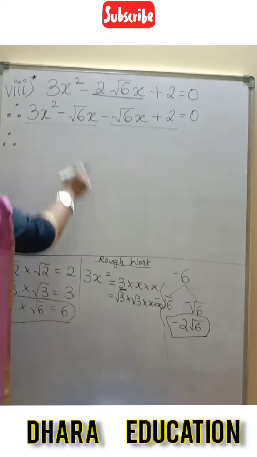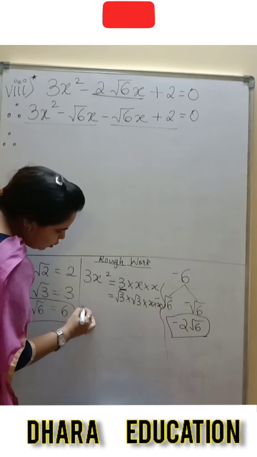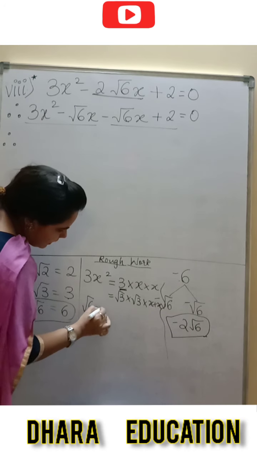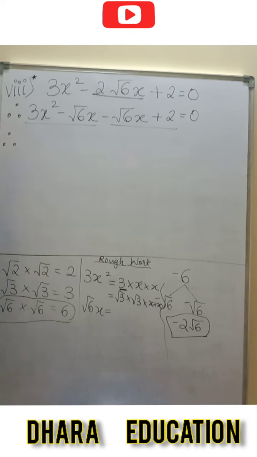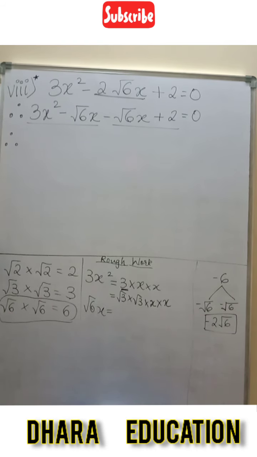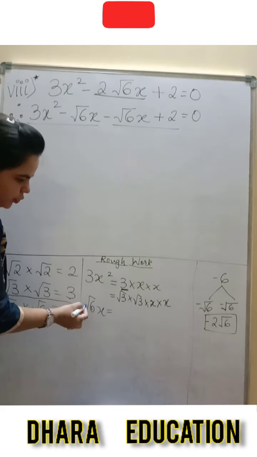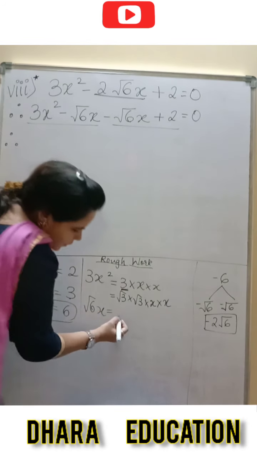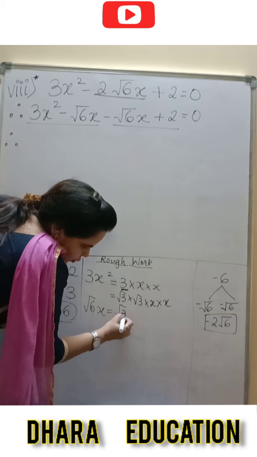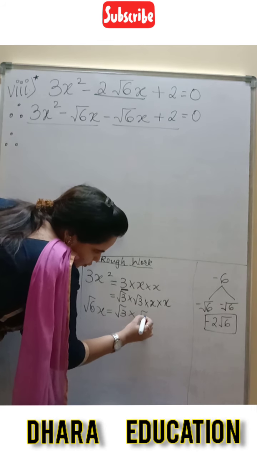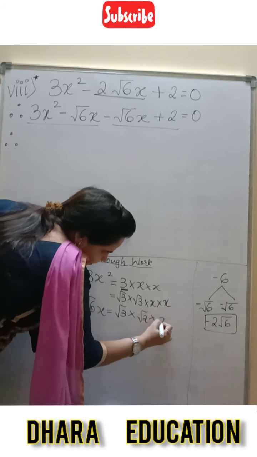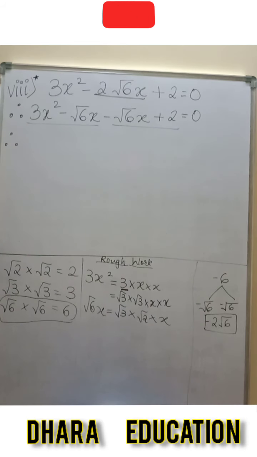On the other hand, here it is root 6x. So here the things will be: if we want root 6x, we have to write root 3 multiplied by root 2 multiplied by x. Am I clear on this thing?